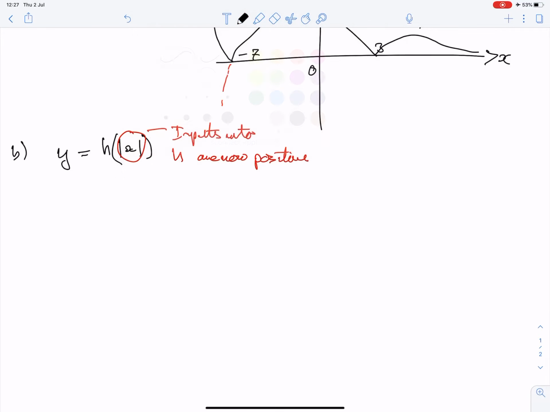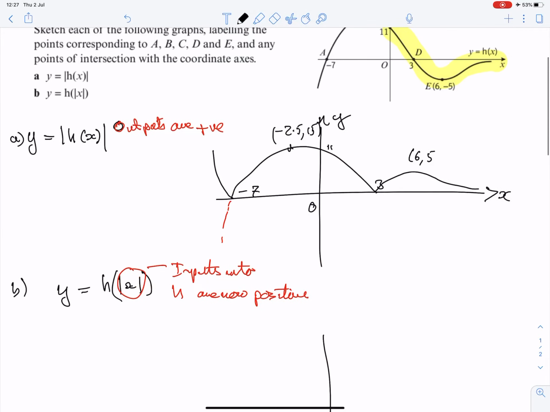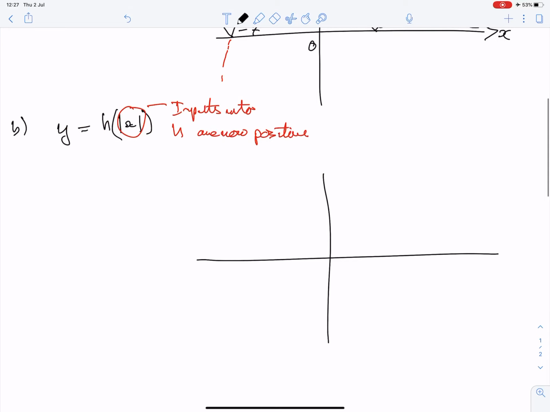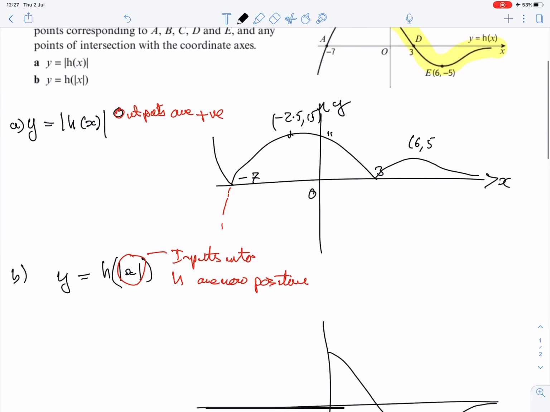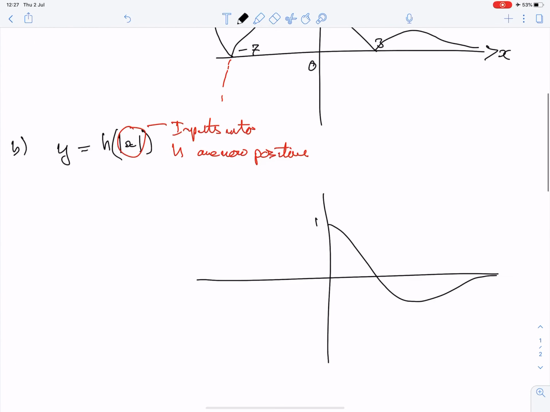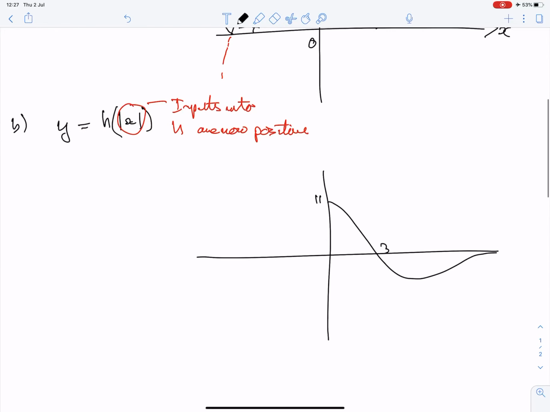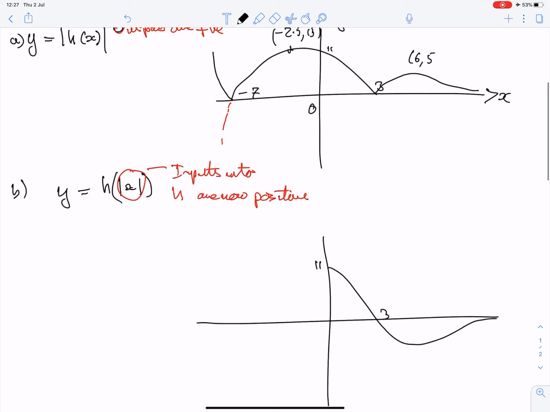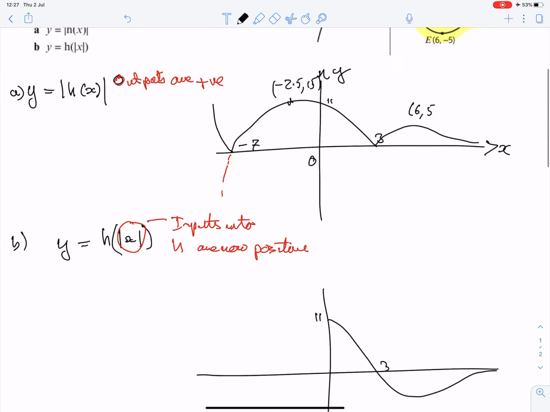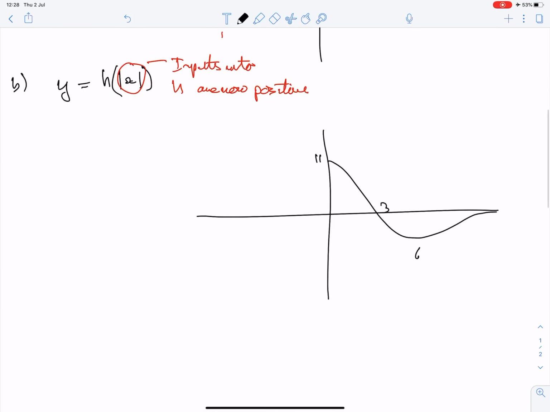So our answer will look something like that, labelling the key points. That's still at 11. This point is still at 3. And this point is still at 6, -5.